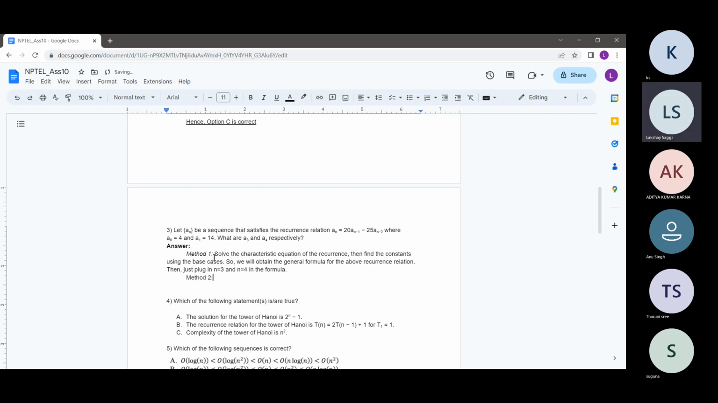Another method is, the trick here is to note that you just need to find a_3 and a_4 only, which are not too far from a_0 and a_1. Given a_0 and a_1, you can plug in n equals 2, so a_2 is 20 times a_1 minus 25 times a_0, right? You already know a_0 and a_1, so you obtain a_2 quickly. After obtaining a_2, you have a_2 and a_1, so you can obtain a_3. And after obtaining a_3, you can obtain a_4 by plugging values into the formula.